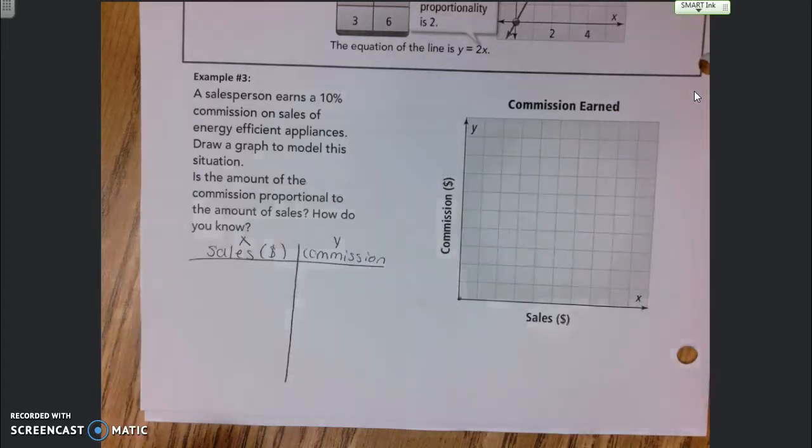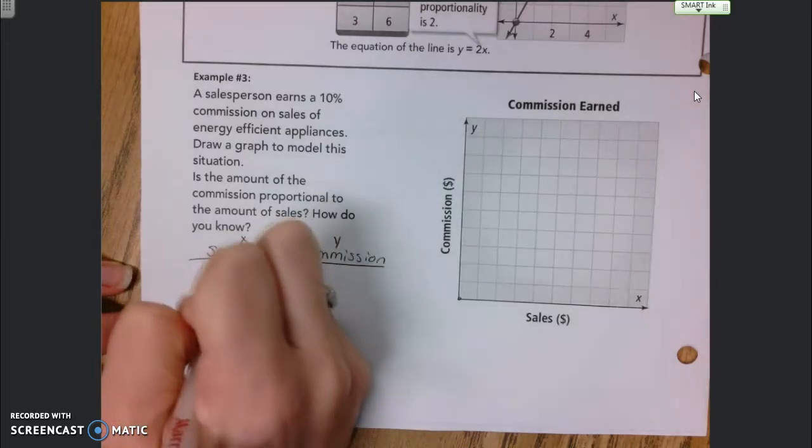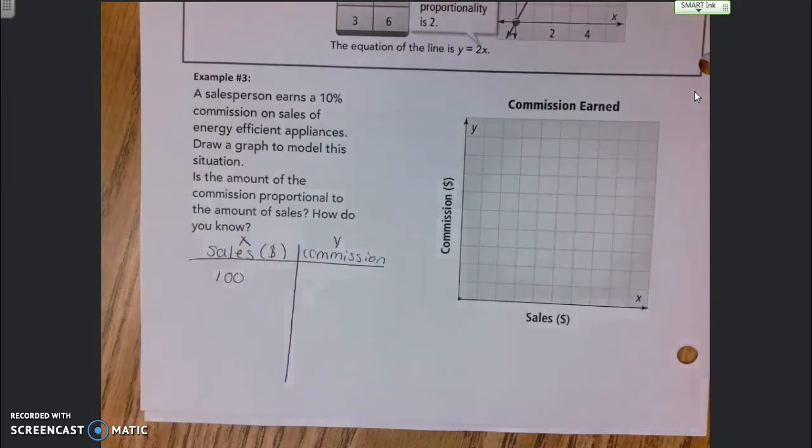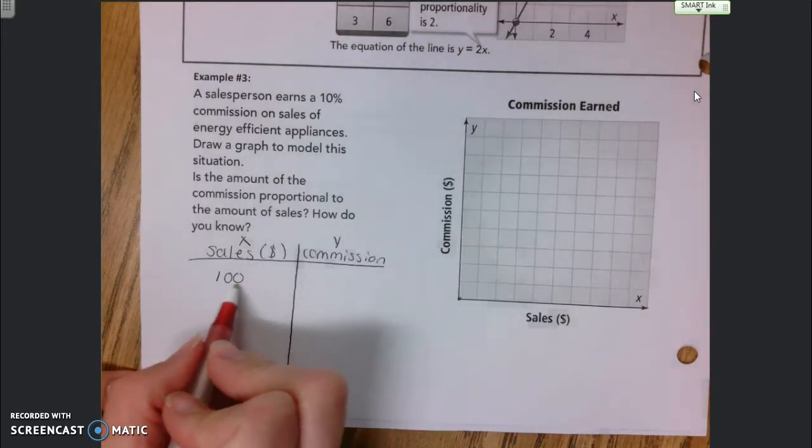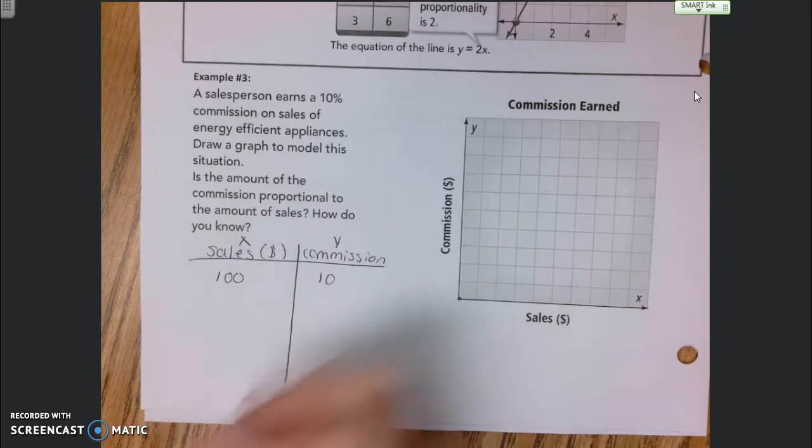Then, instead of saying $1 in sales, how much commission would I make? Because $1 in sales, so 10% commission would only be 10 cents. I'm going to try to use numbers here that would give me whole numbers. So I'm going to say that if I sell $100 worth of appliances, I get 10% of that. 10% of 100 is just 10, because to find 10% of a number, you move the decimal point over 1. So the commission would be 10.